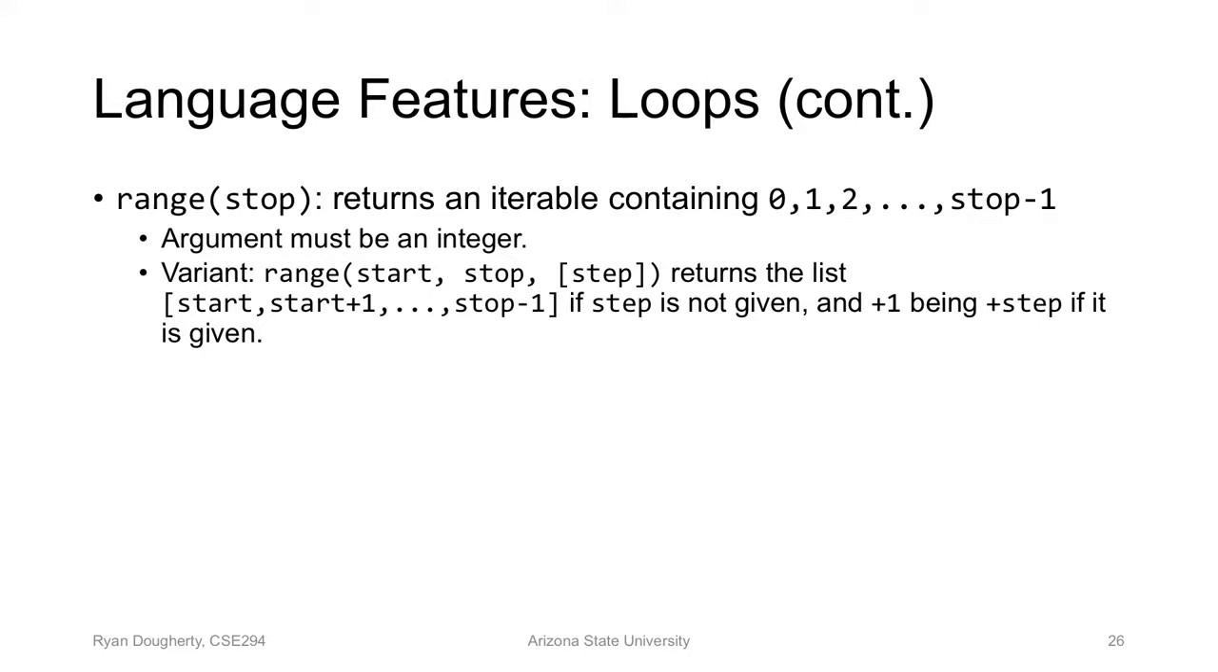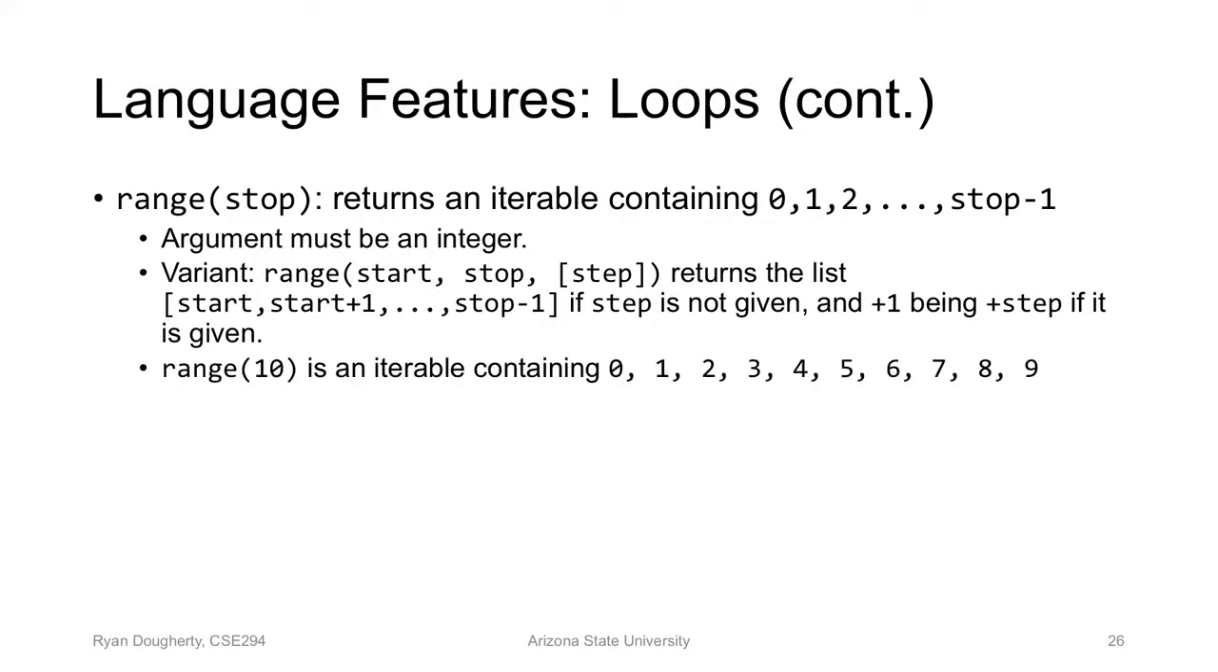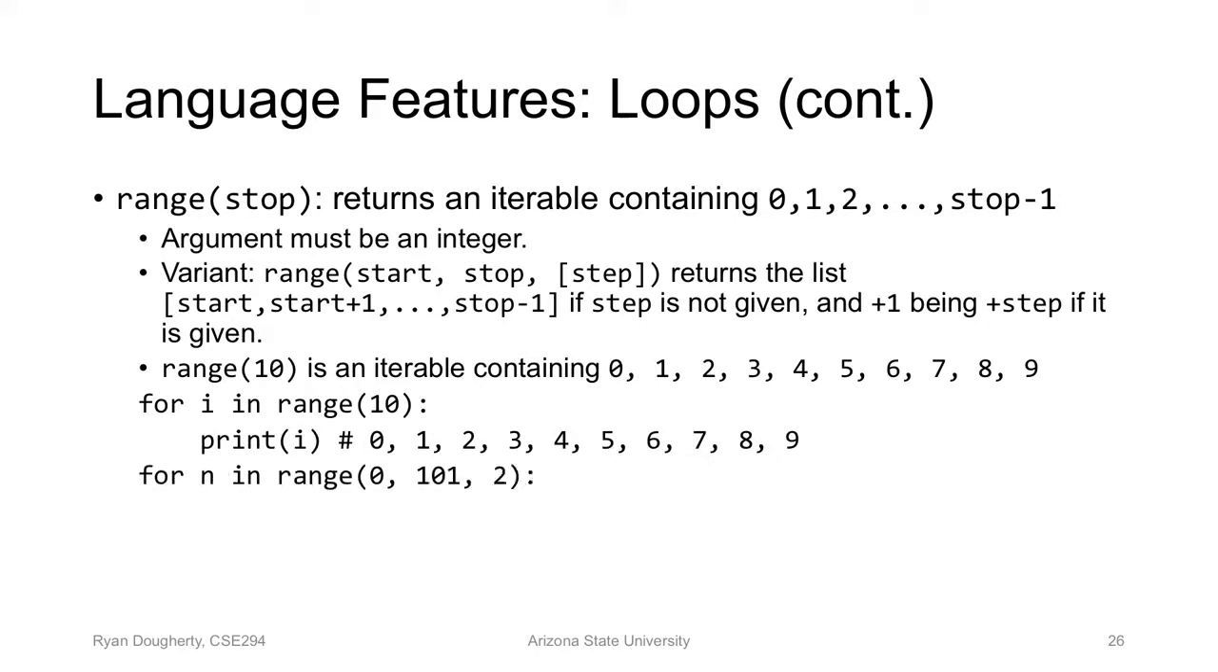and instead of plus 1 here, it'll be plus step if the step number is given. Okay? Cool. Range 10, as we've seen, is an iterable containing 0 up to 9. For i in range 10, we can print i. For n in range, so here the start is 0, the stop is 101, and my step is 2. So I should print out 0, 2, 4, 6, 8, all the way up to 100, right?